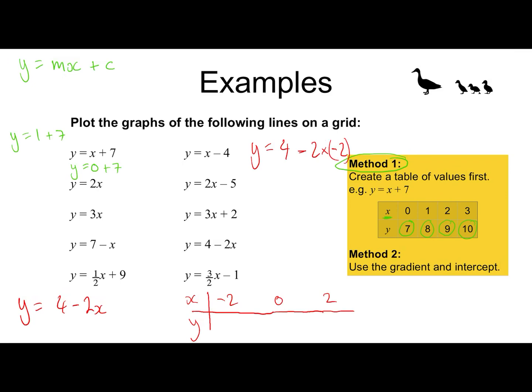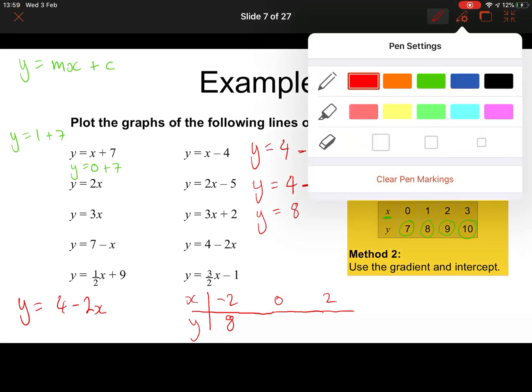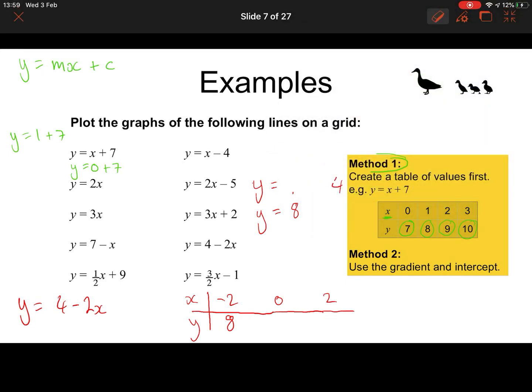So we're saying if x equals -2, we're going to get 4 minus 2 times -2. Now the first thing I have to do is multiplication. So 2 times -2 is -4. So I'm getting 4, take away -4. And what is 4 minus -4? That's 4 plus 4, it's equal to 8. So if x is -2, y is equal to 8. Let's just delete that so I've got some space.